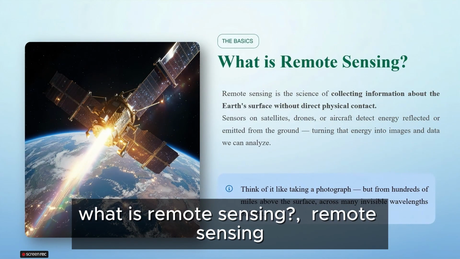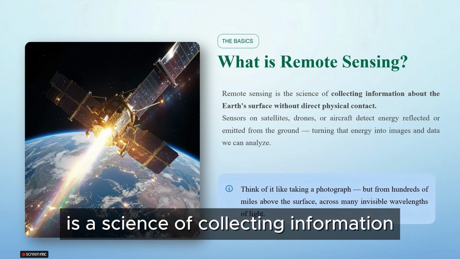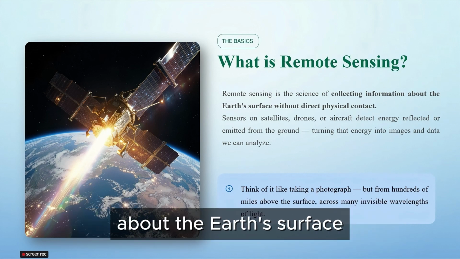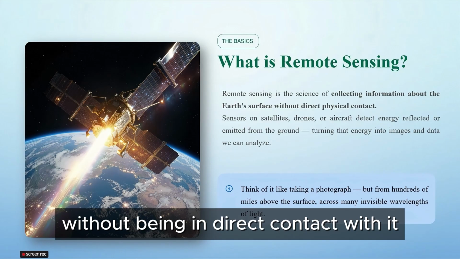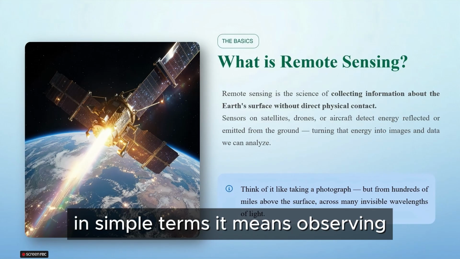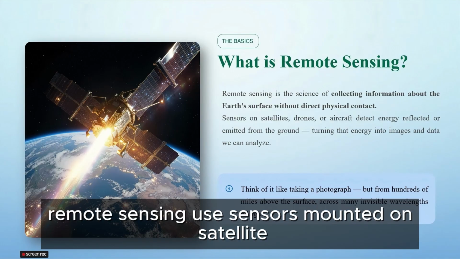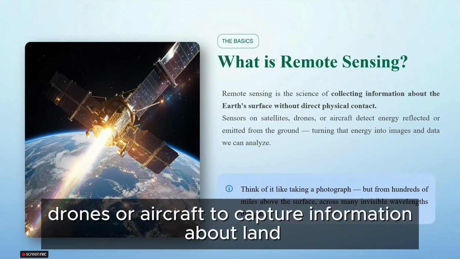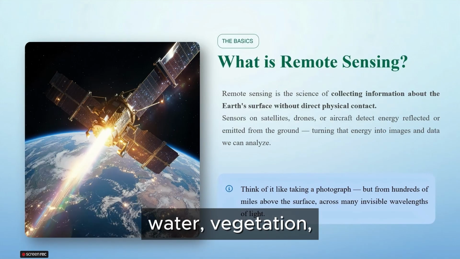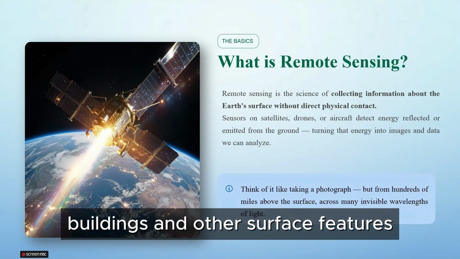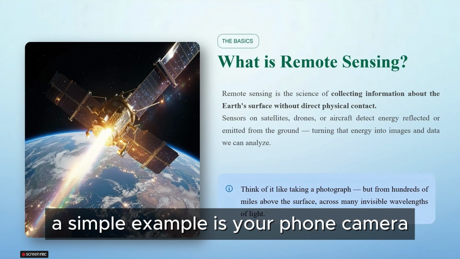What is remote sensing? Remote sensing is the science of collecting information about the Earth's surface without being in direct contact with it. In simple terms, it means observing or measuring something from a distance. Remote sensing uses sensors mounted on satellites, drones, or aircraft to capture information about land, water, vegetation, buildings, and other surface features. A simple example is your phone camera.